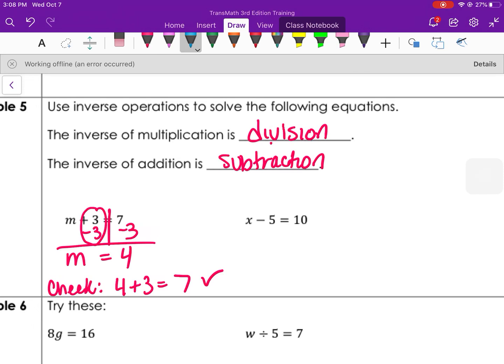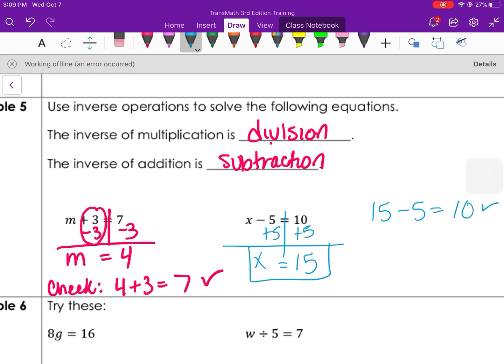x minus 5 equals 10. So what's the opposite of subtraction? Would be addition. So if I want to know what number minus 5 equals 10, I need to figure out what 10 plus 5 is. So if I add 5 to both sides, then x will equal 10 plus 5, which is 15. So 15 minus 5 equals 10 is true. So x equals 15 is my answer.